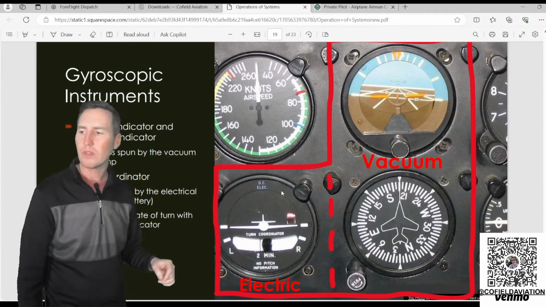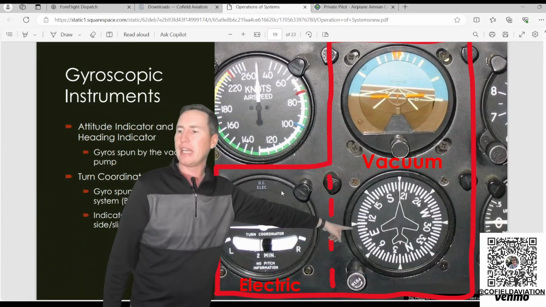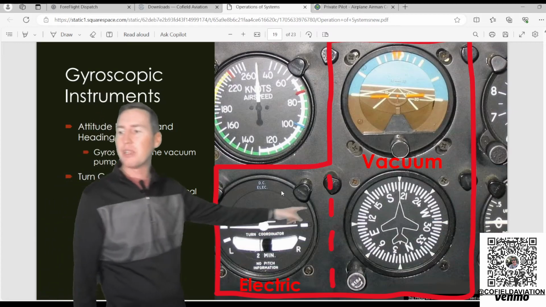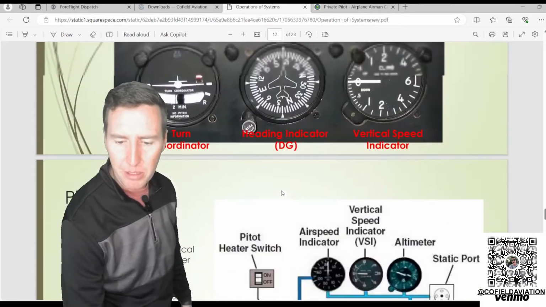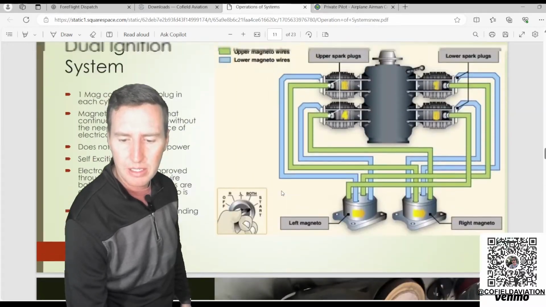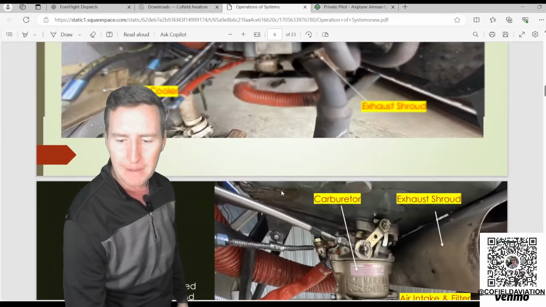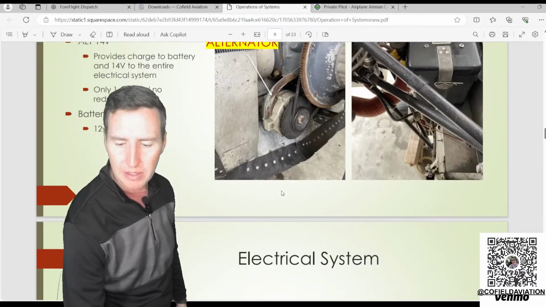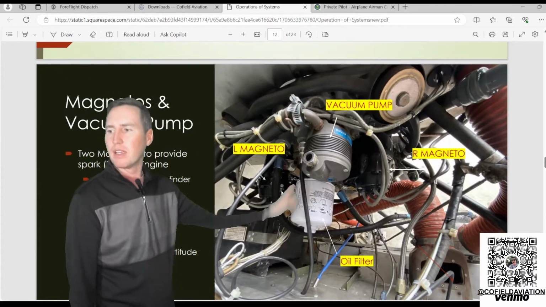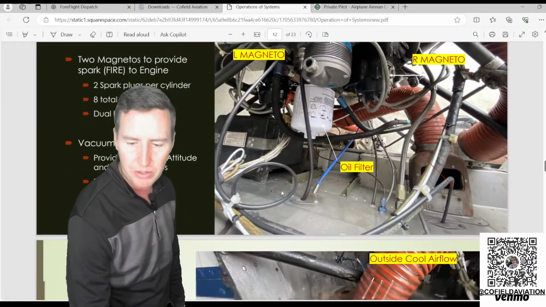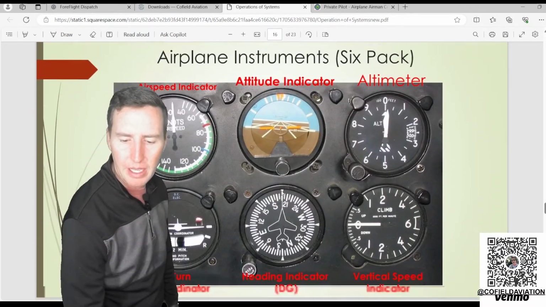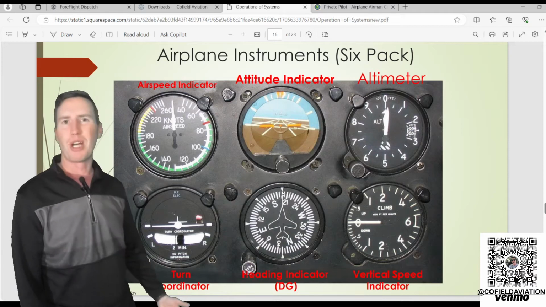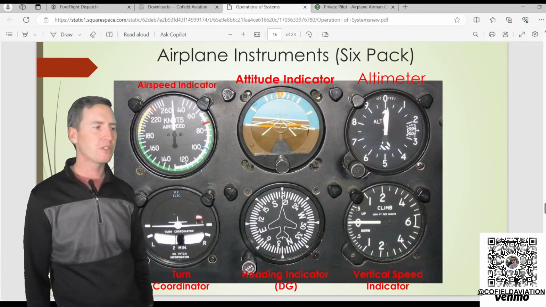So here we go. The attitude indicator and the heading indicator, also known as the directional gyro, they are spun by the vacuum pump. And remember, we looked at the vacuum pump on the back of the engine. There we go. There's the vacuum pump on the back of the engine. So if your engine was to quit, then you are going to lose this instrument and this instrument. You got bigger problems, right? Other than just losing those 2.